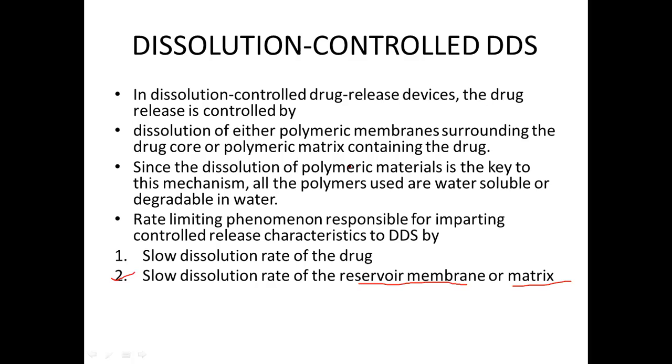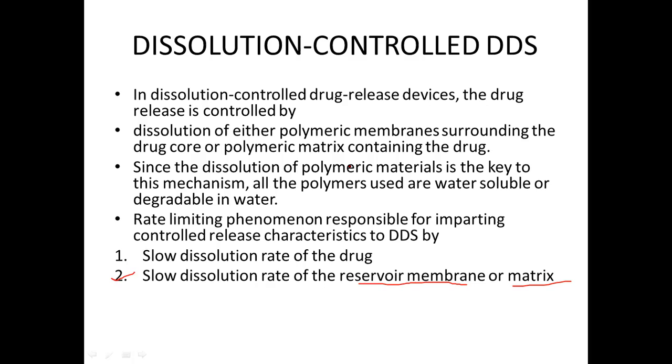To develop those systems, we use either matrix systems, reservoir systems, or hybrid systems. So these are the three systems that we have adopted. For the slow dissolution rate of the reservoir membrane or matrix where the drug is present, whether in a membrane or in a matrix form, such systems have high aqueous solubility and high dissolution.